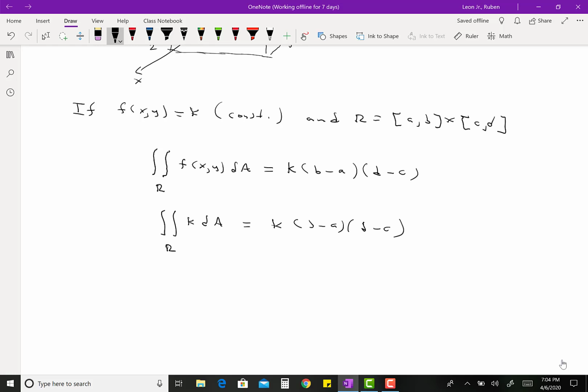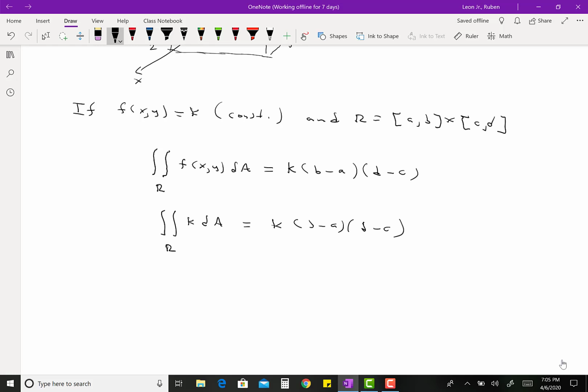In practice, it almost never happens that the height of our function is actually constant. So how do we evaluate double integrals over rectangles when the height of our surface is not constant? That's our next idea to look at. And it's kind of amazing. It's amazingly simple how we do this.